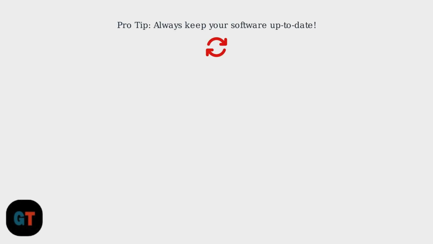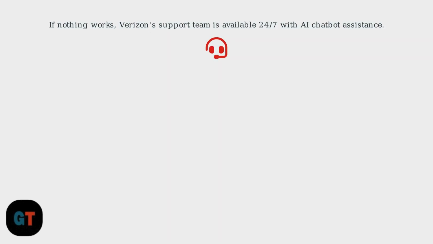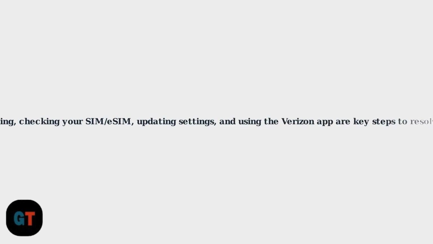Pro tip: always make sure your software is up to date. And if nothing works, Verizon's support team is available 24/7, now with faster AI chatbot assistance. Key takeaway: restarting, checking your SIM or eSIM, updating settings, and using the Verizon app are key steps to resolve activation problems.